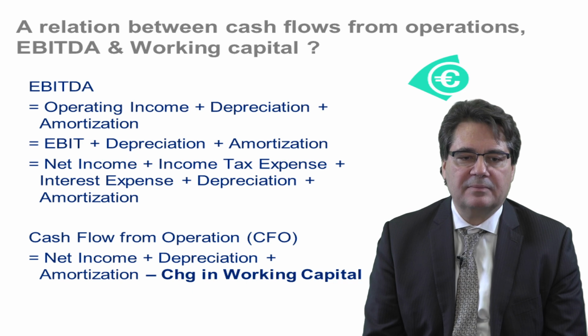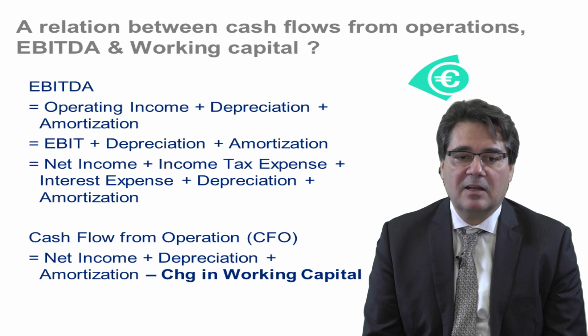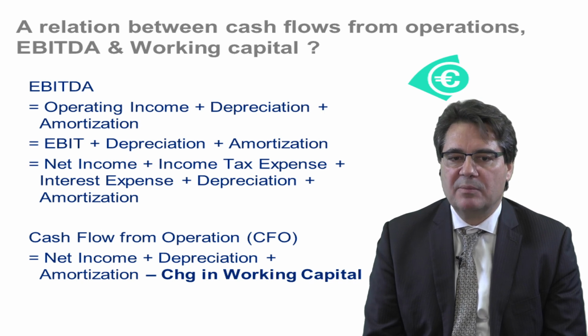So EBITDA is equal to operating income plus depreciation plus amortization, which is equal to EBIT plus depreciation plus amortization, which is equal to net income plus income tax expense plus interest expense plus depreciation plus amortization. And cash flow from operation is equal to net income plus depreciation plus amortization minus change in working capital.